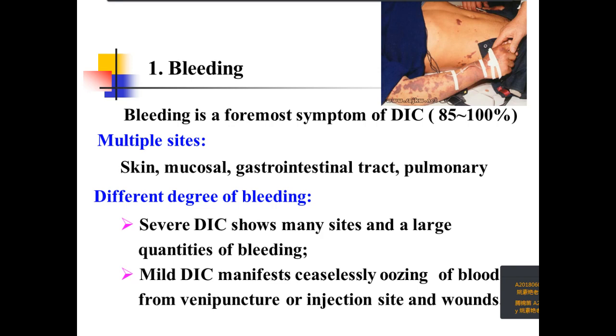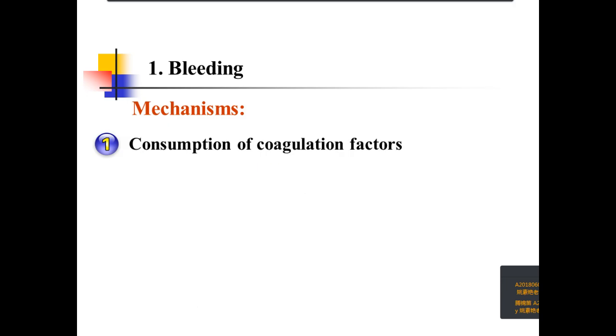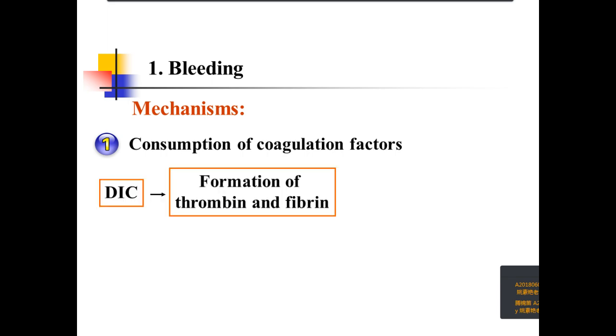Anticoagulation function. So FDP increase also leads to bleeding. Now we know why bleeding happens. The pathogenesis: first, consumption of coagulation factors. The coagulation factors and the platelets are consumed, because during DIC, during the hypercoagulable state, microthrombi form.